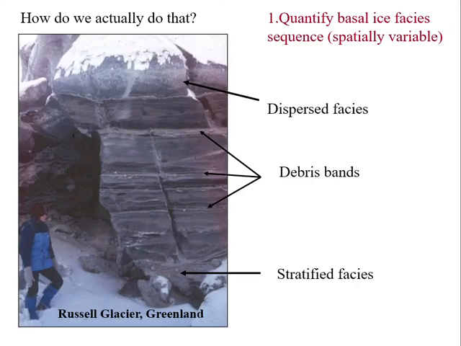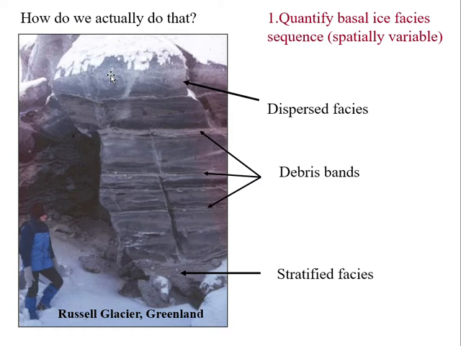So what did we actually do? The first step was to quantify the basal ice facies sequence. In other words, what kinds of basal ice were there at our stretch of margin and what were the characteristics of the debris within that sequence. So here's a picture of the front of the glacier. Person there for scale, and you can see that there are different layers within the basal ice with different amounts of debris, different crystal structures, and so on.